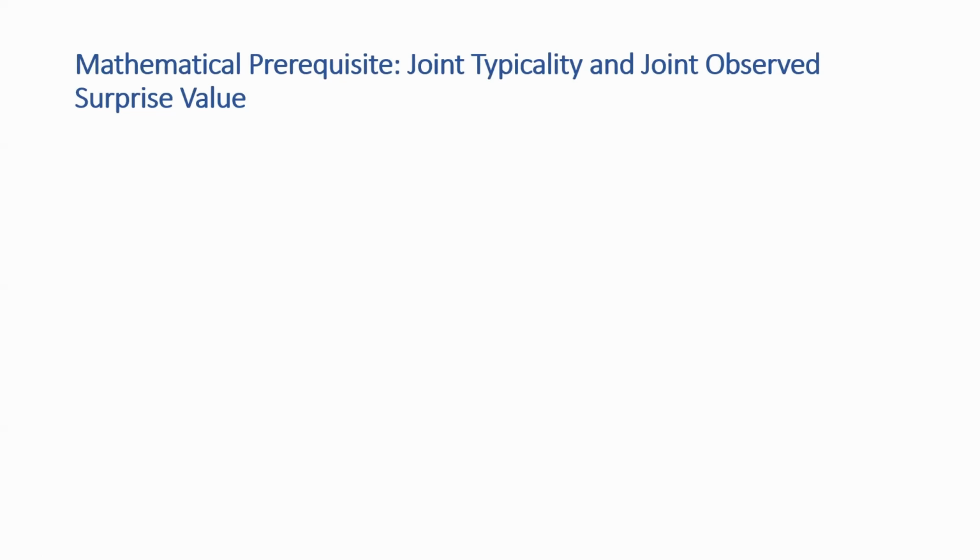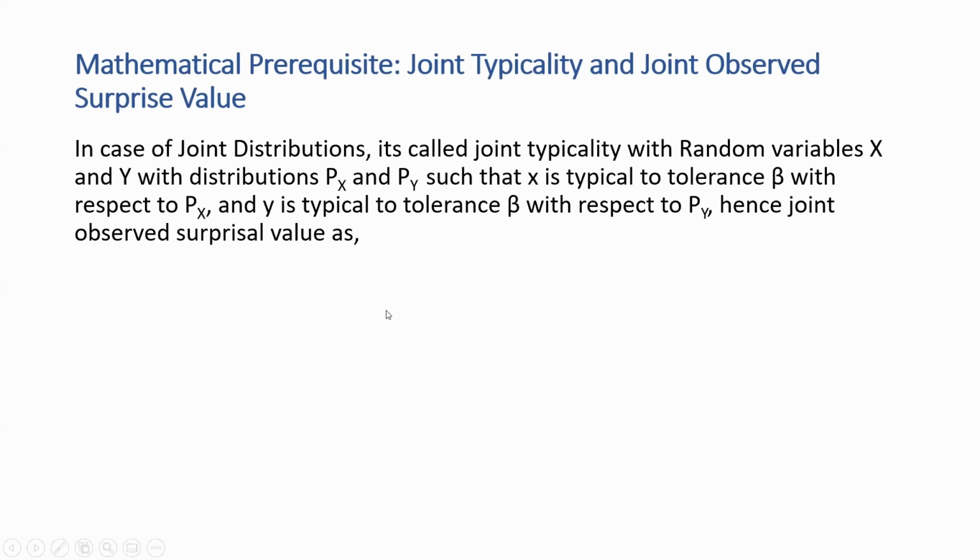Now we are extending the concepts learned for typicality and observed surprise value to joint distributions. So the definitions would be the same, but in terms of joint distribution with the two random variables having two probability distributions, px and py, such that x is typical to tolerance beta with respect to px and y is typical to tolerance beta with respect to py.